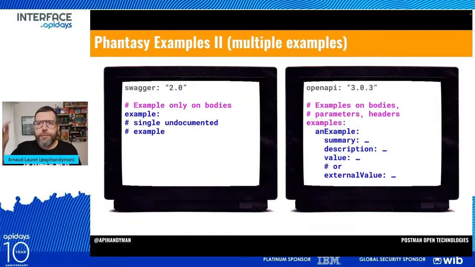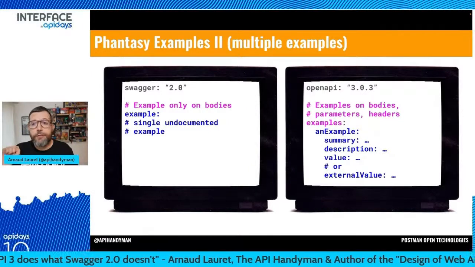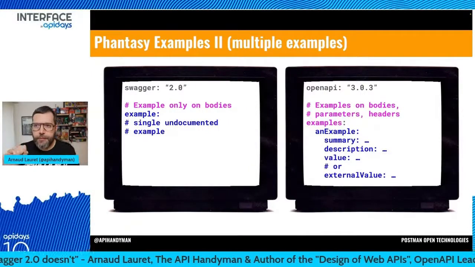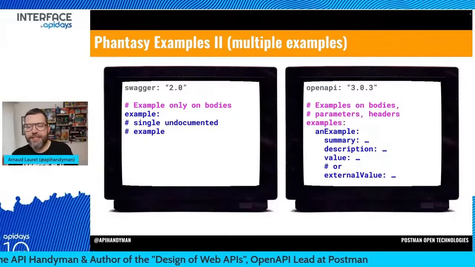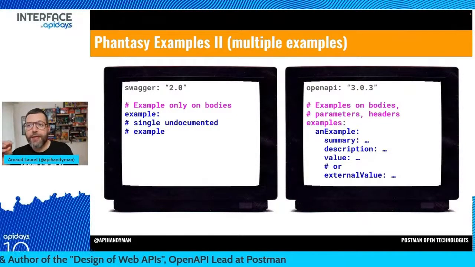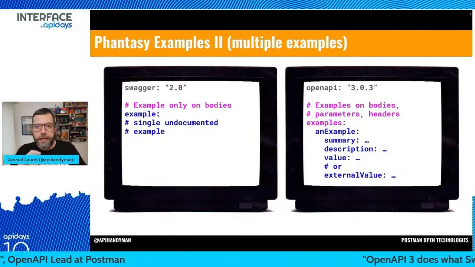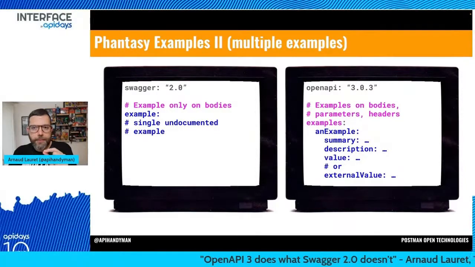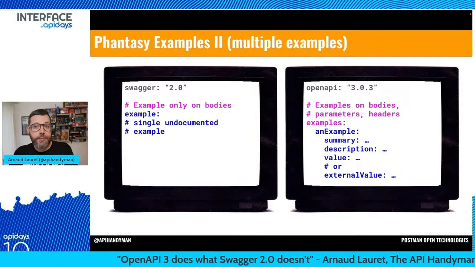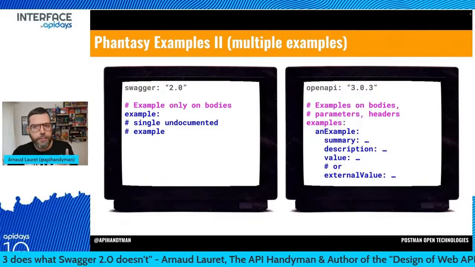Let's talk about documentation now. One thing that I really like with OpenAPI 3, and not only because I was participating in this discussion at the beginning of OpenAPI 3, is that you can have multiple examples that are documented. In Swagger 2, you could have an example only on response and request bodies, no example on headers and parameters. That was a real problem.